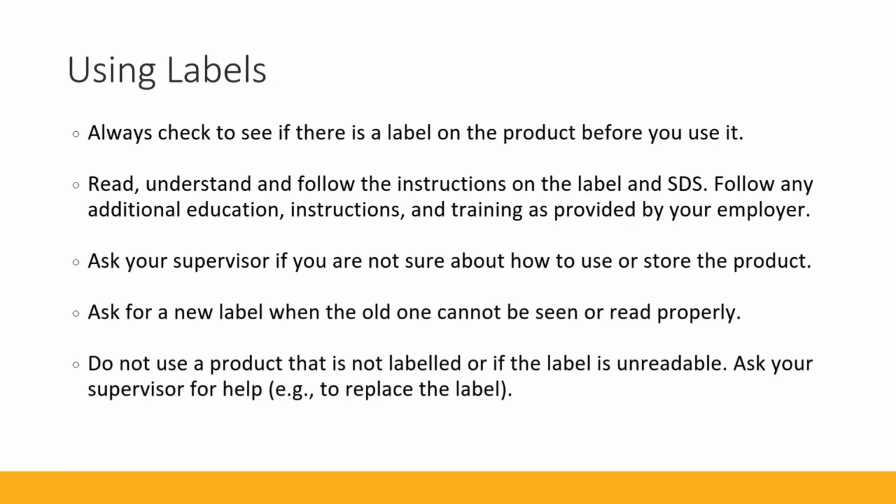When using labels, the following steps should be taken. 1. Always check to see if there is a label on the product before you use it. 2. Read, understand, and follow the instructions on the label and SDS. Follow any additional education, instructions, and training as provided by your employer. 3. Ask your supervisor if you are not sure about how to use or store the product. 4. Ask for a new label when the old one cannot be seen or read properly. And lastly, do not use a product that is not labeled or if the label is unreadable. Ask your supervisor for help, for example, to replace the label.